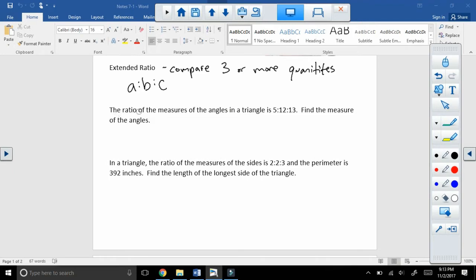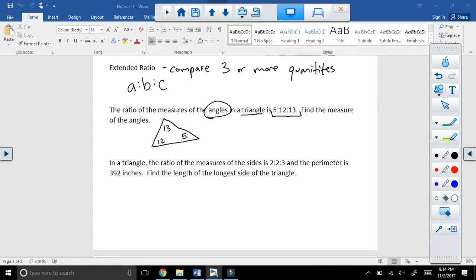So this first example here, it says the ratio of the measure of the angles in a triangle is 5 to 12 to 13. Find the measure of those angles. So what that means is that if you divide all of these angles by some multiplier, you're going to have a ratio of 5 to 12 to 13. So hopefully you know that this doesn't mean that this is 5 degrees and this is 12 and this is 13, because those wouldn't add up to equal the 180 degrees that a triangle should have for the angles. What it means is when you divide all of those angles, that's your ratio after it's been simplified.